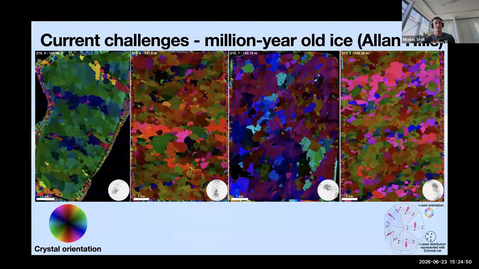We also analyzed the fabric or the crystal preferred orientation. So here you can see those colors. You can see those colors in real life if you put a polarized filter below your sample and have some light going through it. And this is just due to the refraction of the ice.